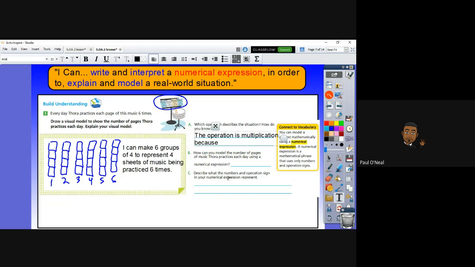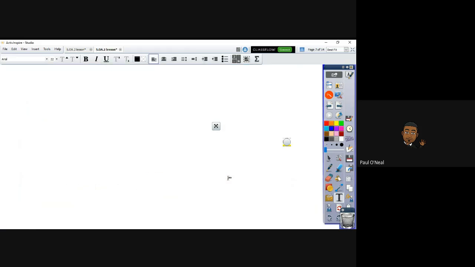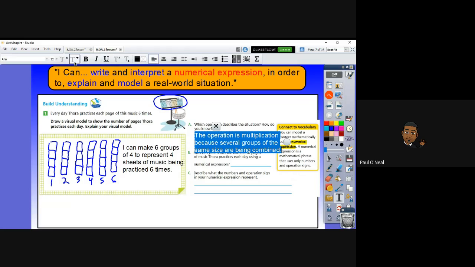because several groups of the same size are being combined. Oh, I gotta click return. Let me kind of minimize that. That way it can be seen a little bit better.